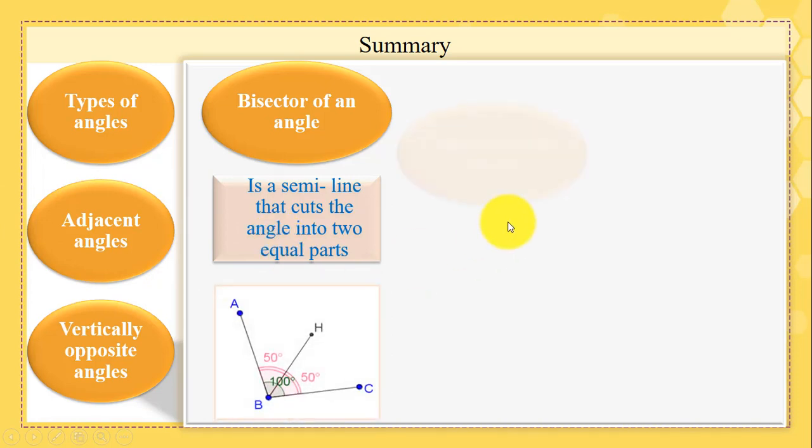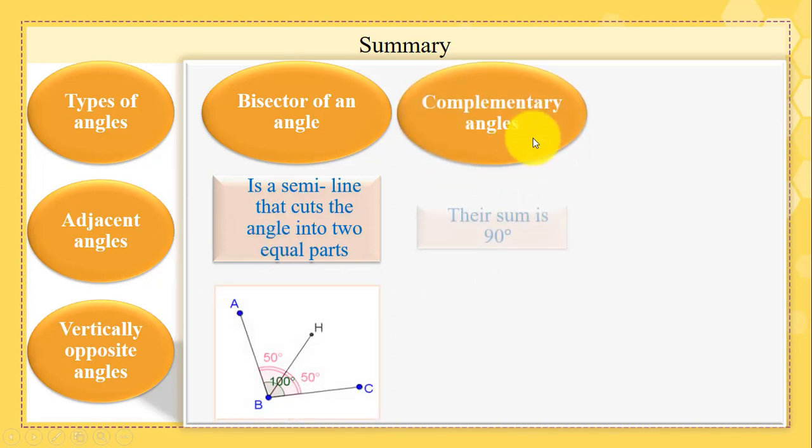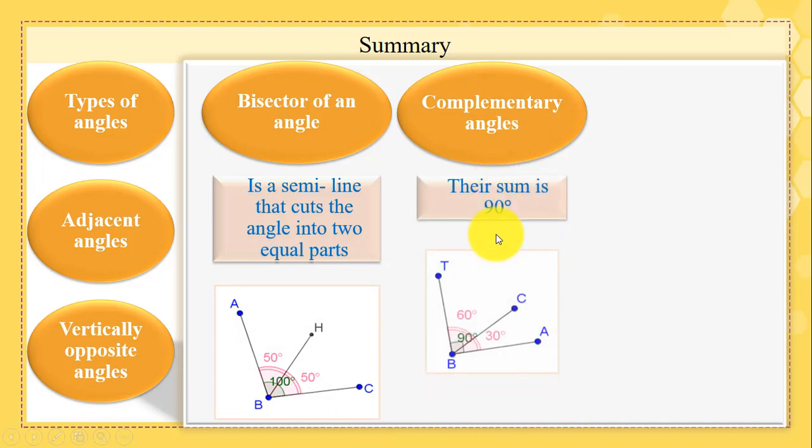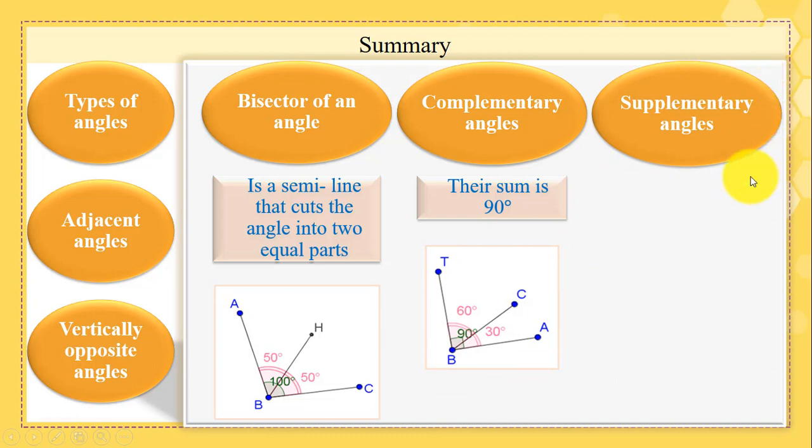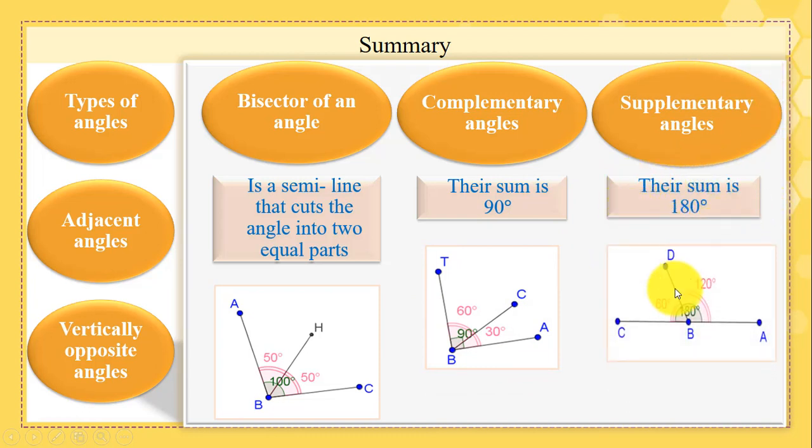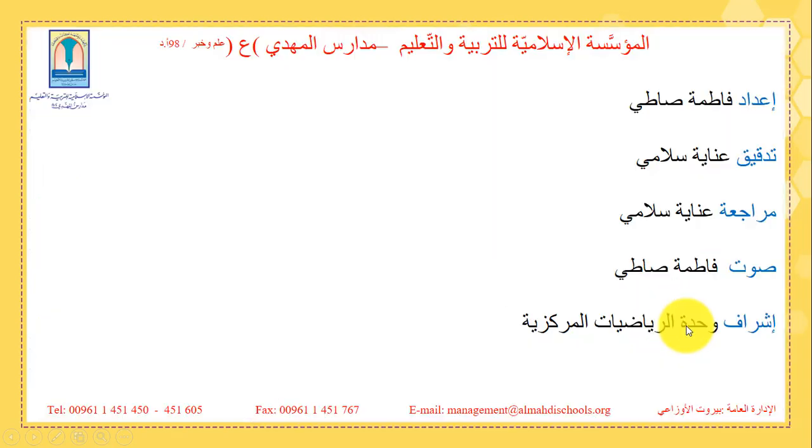Here is an example. Complementary angles, their sum is 90 degrees. This is an example about adjacent complementary angles, and supplementary angles, which are two angles whose sum is 180, and here is an example about two angles which are supplementary angles.